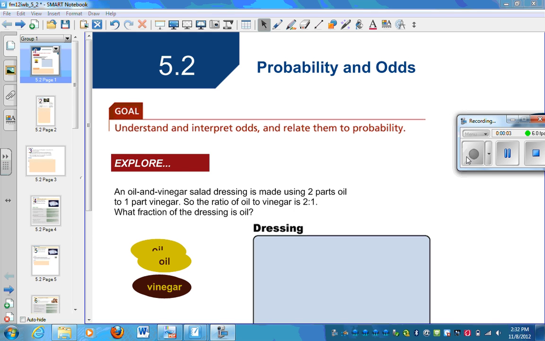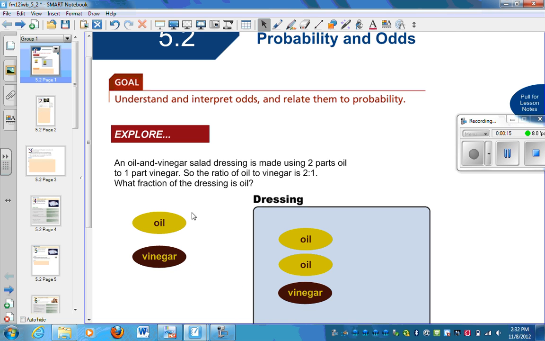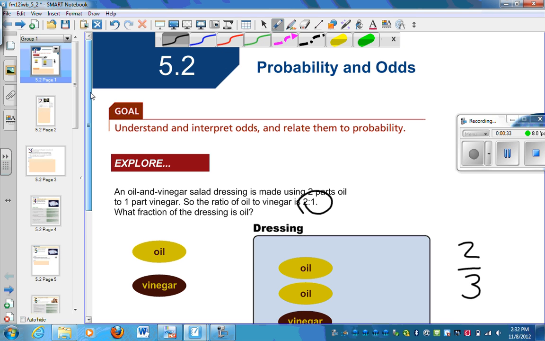5.2, probability and odds. An oil and vinegar salad is made up of 2 parts of oil to 1 part vinegar. So it's 2 to 1. So we have 2 oil for 1 vinegar. So what fraction of the dressing is oil? Well, it's 2/3. So even though the odds were 2 to 1, it's not 1/2 oil, obviously. It's 2/3 oil. And what we're going to do today is show how probability relates to odds, because sometimes people think odds and probability are the same, but they're not quite.